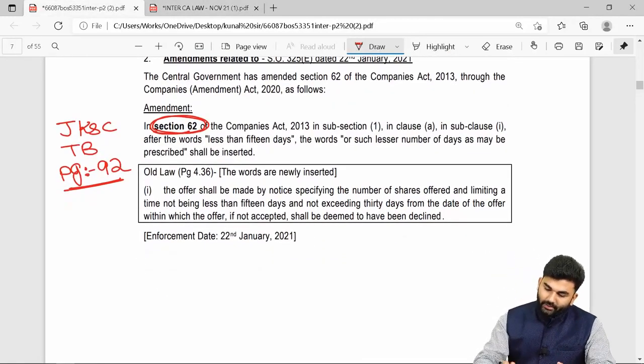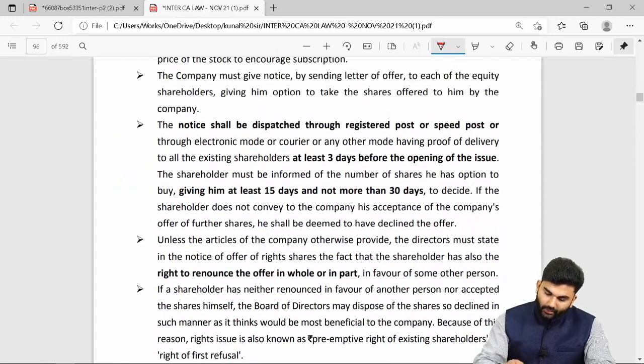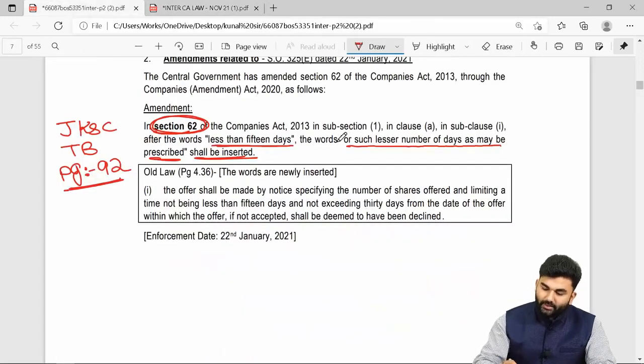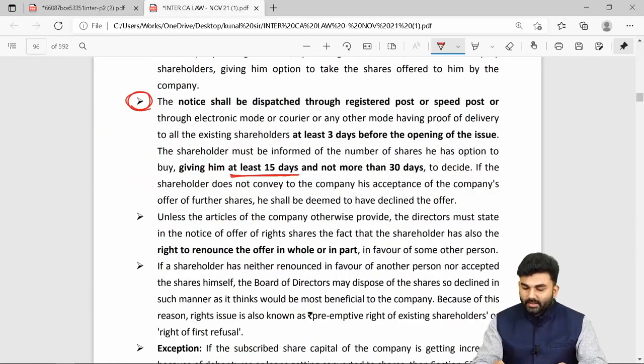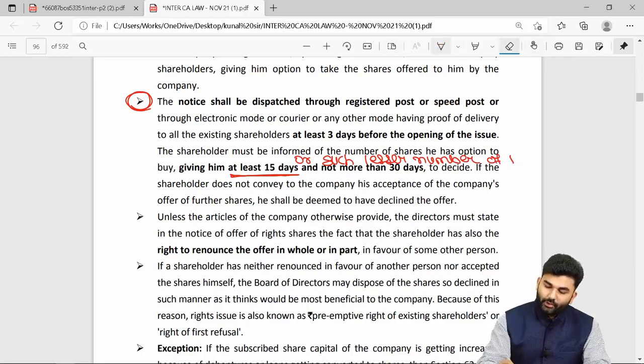See, what is the change over here? Over here the words written are "less than 15 days", which should be added with the words "or such lesser number of days as may be prescribed", and this is a new insertion of words. So under this point where you find the words "give him at least 15 days", along with these words you need to add the new words "or such lesser number of days as may be prescribed". These are the words which are newly inserted.